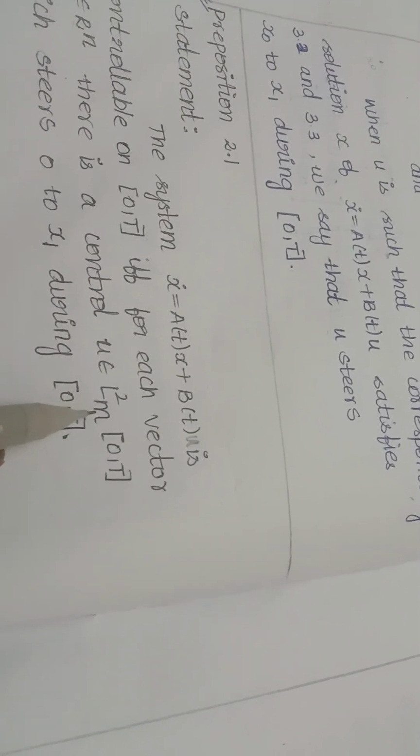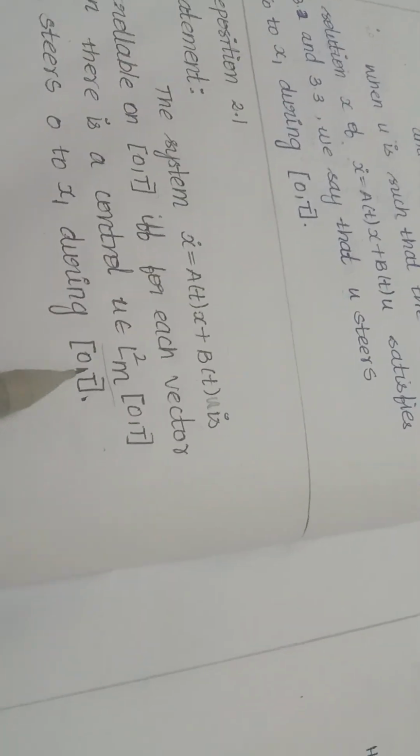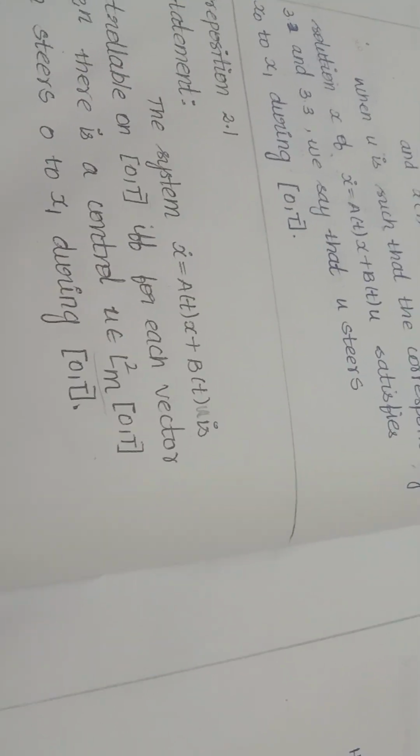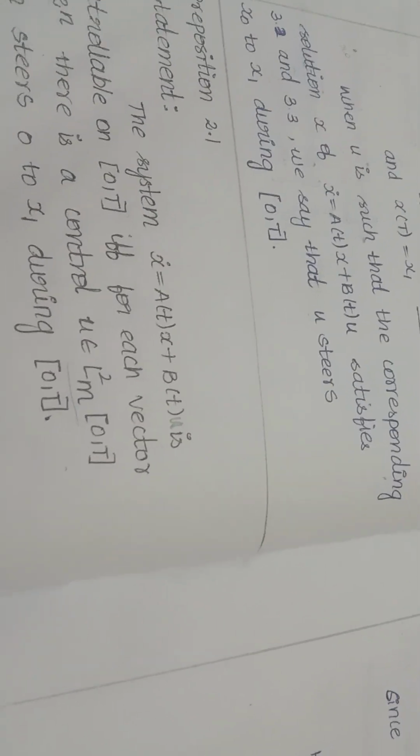So based on the theorem, the system x dot equal to A of t of x plus B of t u is said to be controllable on 0 comma T if and only if for each vector x1 belongs to R power n, there is a control u belongs to L2, the square integrable functions, which steers from 0 to x1 during the interval 0 comma T. So what we have to do is assume the system is controllable, then prove u steers from 0 to x1, and then assume that u steers from 0 to x1, and prove the system is controllable.